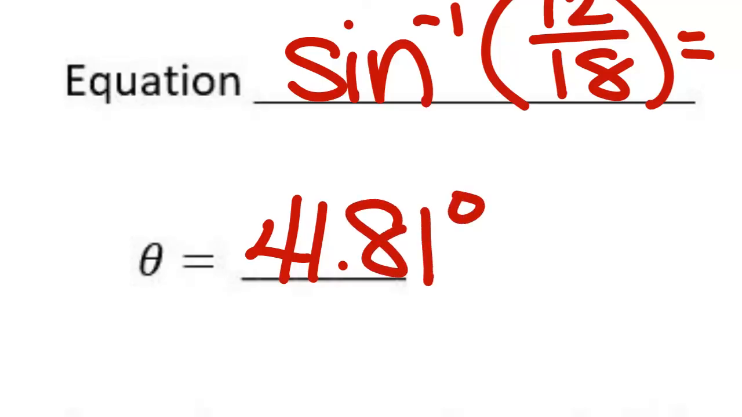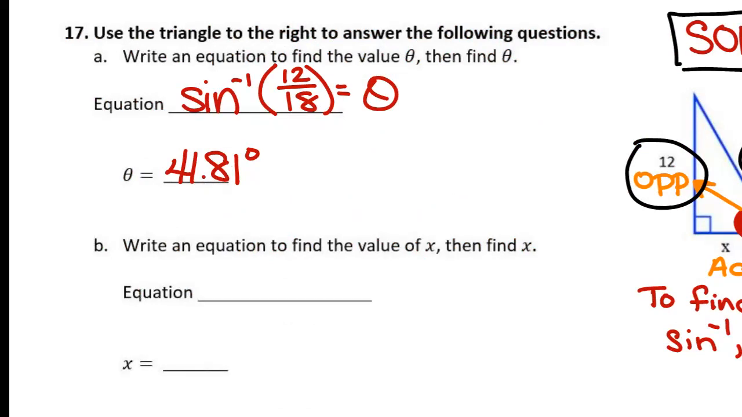41.810, so 41.81. And then part B asks us to find x. Is x a side or an angle? Side. How many other sides do we know? 2. This is a right triangle, right?